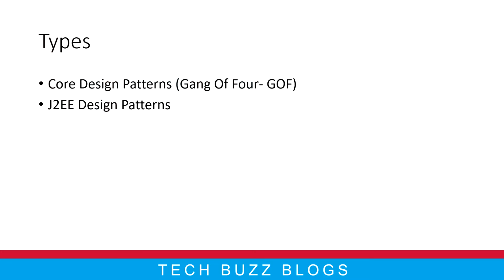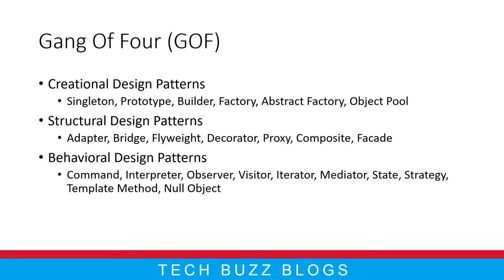Basically there are two types of design patterns. One is core design patterns and another one is J2EE design patterns. Core design patterns are what we call the Gang of Four. The Gang of Four already defined almost 20 to 25 design patterns. Let's see them one by one. What are the design patterns available in core design patterns?